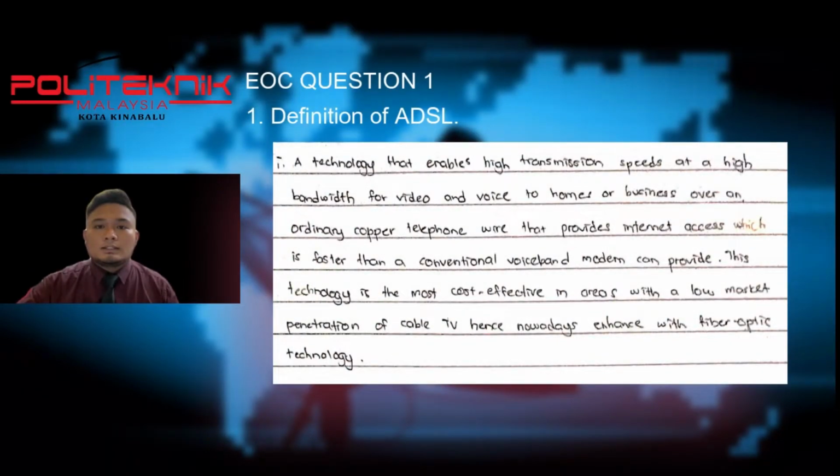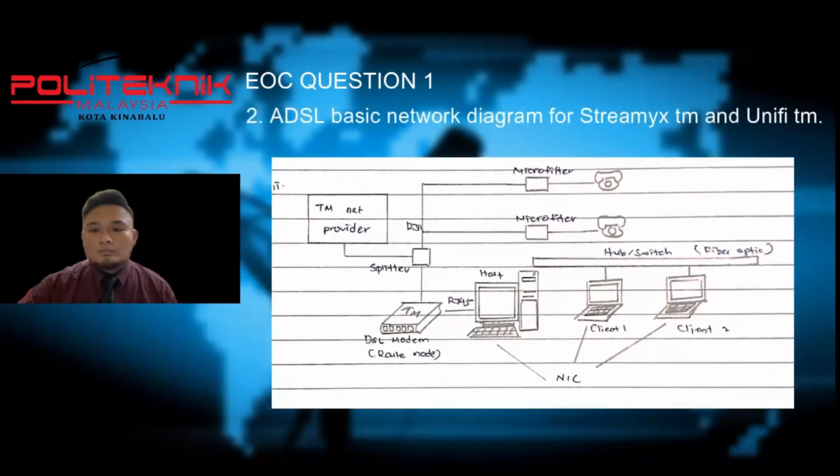The definition of ADSL is asymmetric digital subscriber line, which is a technology that enables high transmission speed at a high bandwidth for video and voice to homes or businesses over an ordinary copper telephone wire that provides internet access, which is faster than a conventional voiceband modem can provide. This technology is the most cost-effective in areas with low market penetration of cable TV, hence nowadays it is enhanced with fiber optic technology.